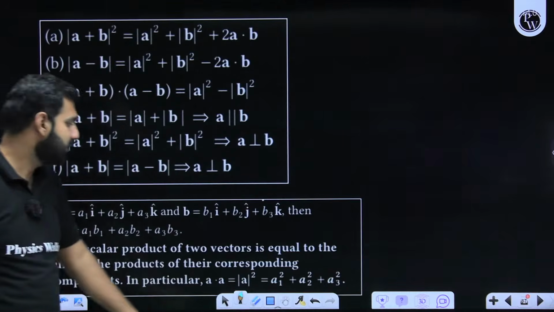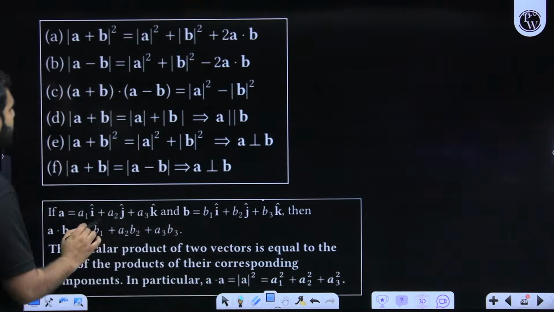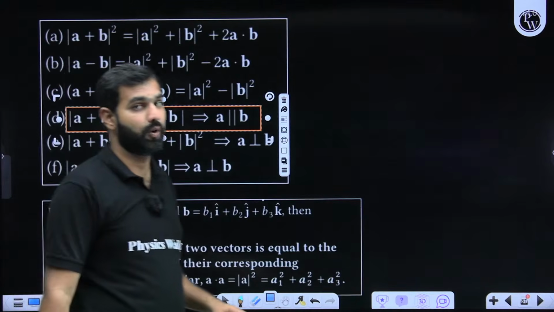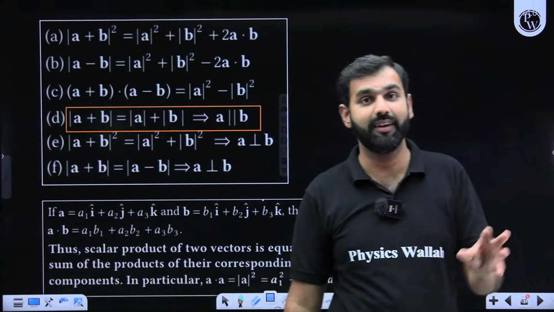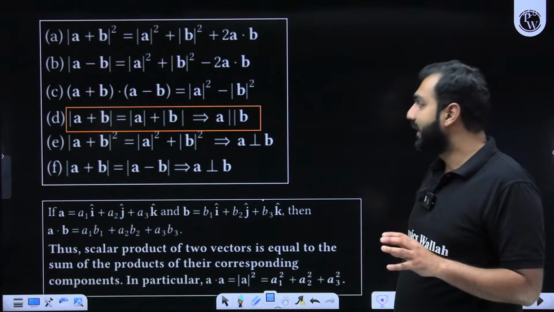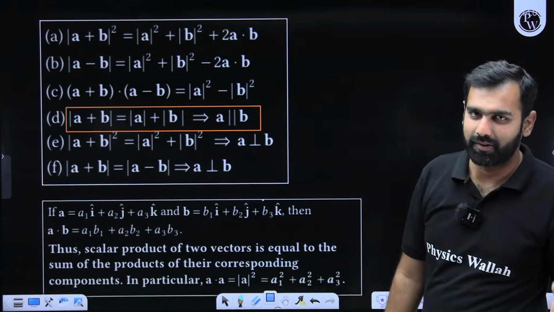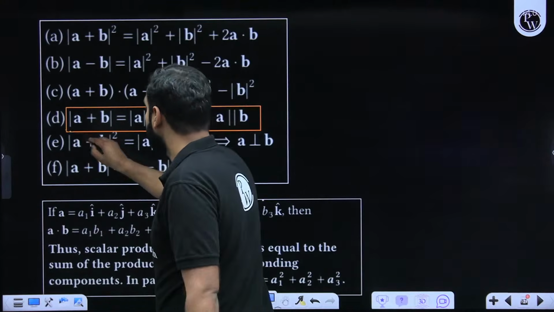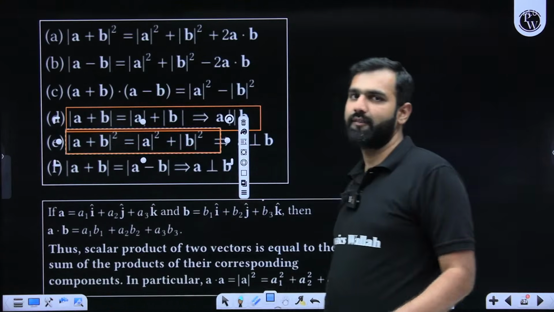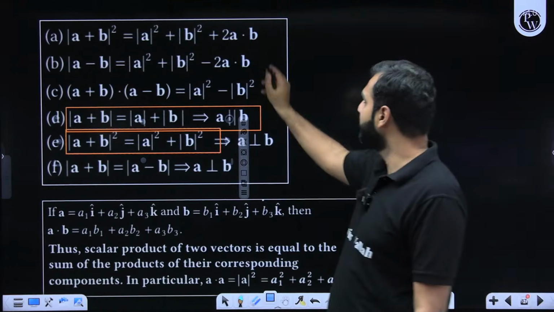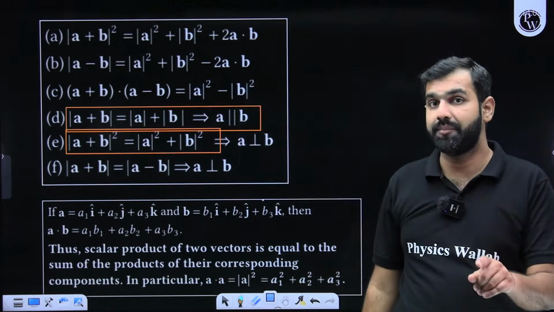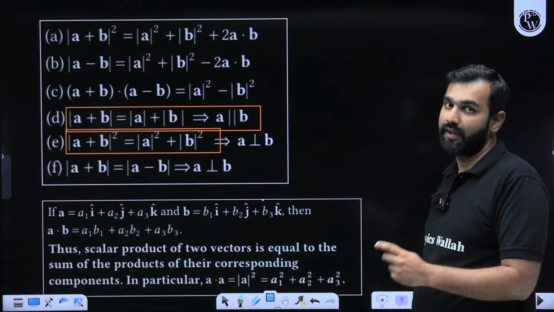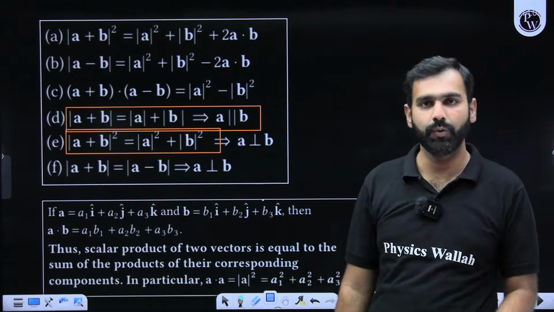Some important conclusions which I would highlight here: if mod A plus B is equal to mod A plus mod B, do you remember this equality we studied in complex numbers as well? There we said that these complex numbers are parallel, collinear. Do you remember that? Here, if mod of A plus B whole square is equal to square of A plus square of B, this term has vanished. So 2 times A dot B becomes 0, which happens only when A dot B is 0. A dot B is 0 means A is perpendicular to B.